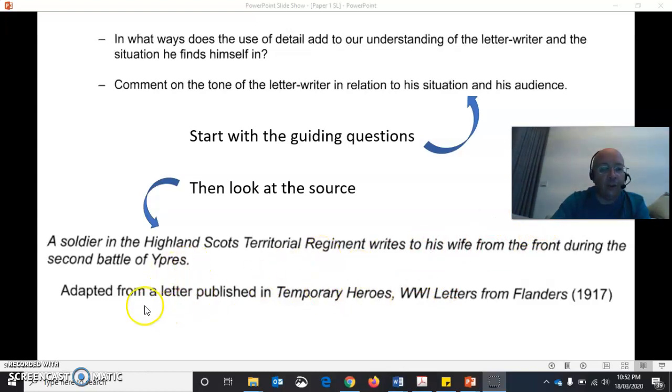It also shows you there's a secondary audience. The first audience is the wife. We'll look at how that affects how he writes in a while. But also there's a secondary audience here for the Temporary Heroes. Assume it's a collection of World War I letters. So that gives you a slightly different type of audience.